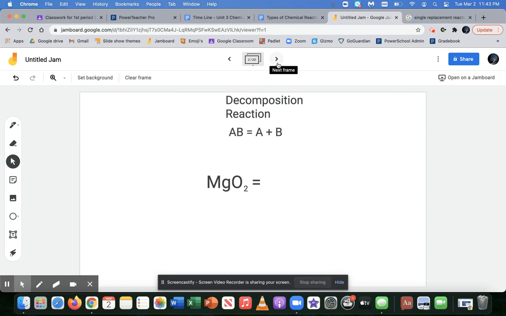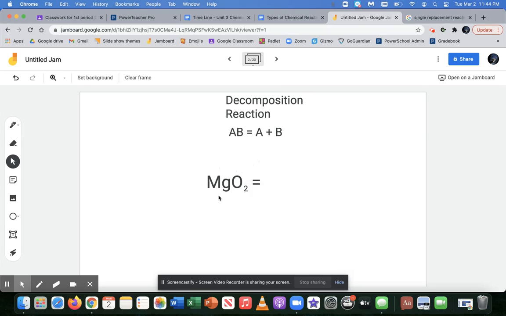The next one we learned about was decomposition. Decomposition is the opposite of synthesis. Basically, what you're doing is you're breaking down a compound. The easiest way to remember that is decomposition is just like decomposing, which means breaking down. So if I have AB, a compound that I'm starting out with, I'm basically going to split it in half. It's going to break down into A and B.